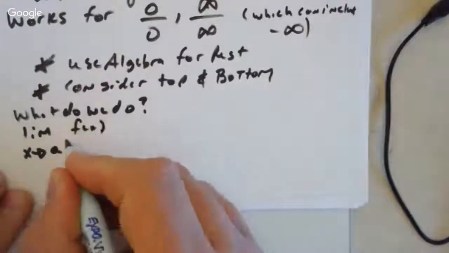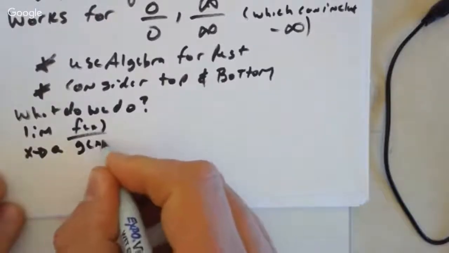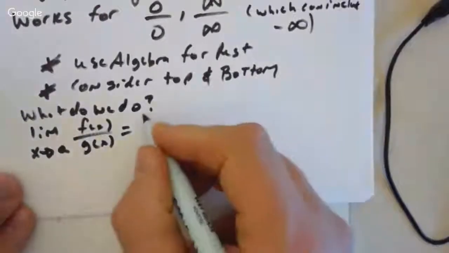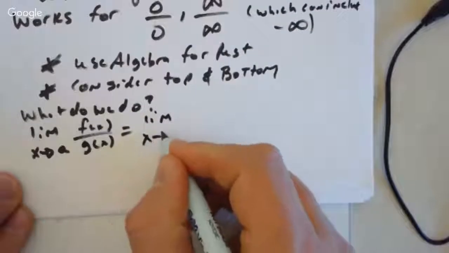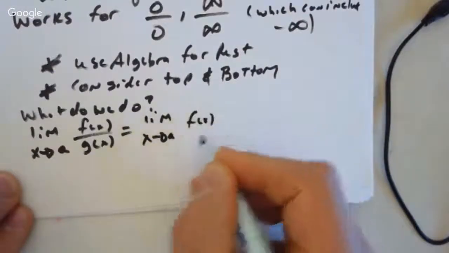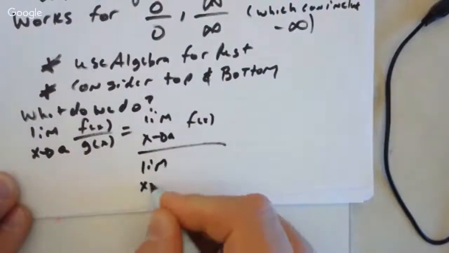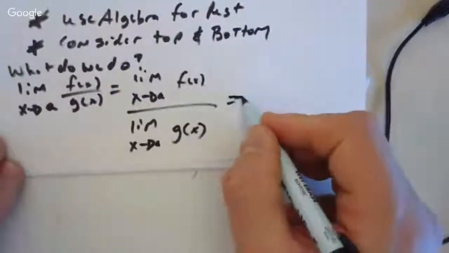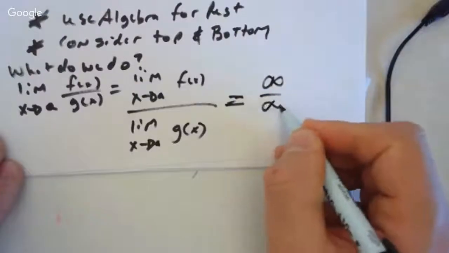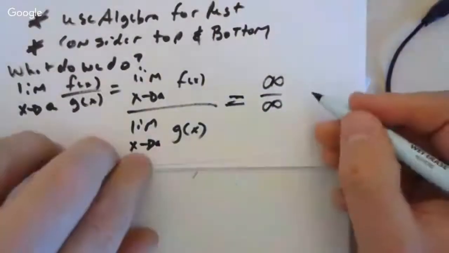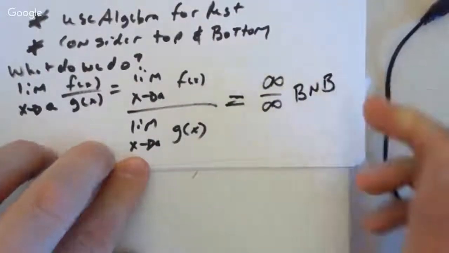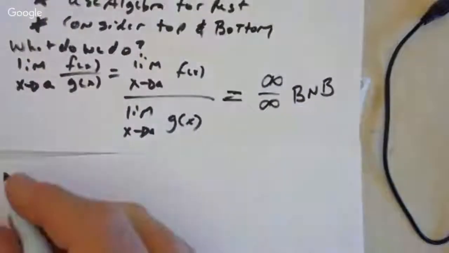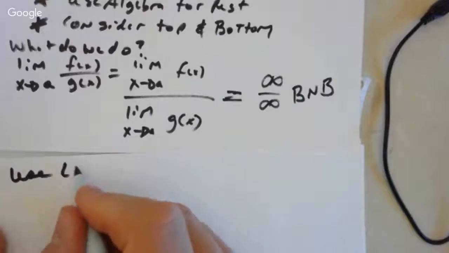We've got f of x over g of x, which we know by the properties of limits we can break up as the limit as x goes to a of f of x over the limit as x goes to a of g of x. If that is in one of those indeterminate forms, like infinity over infinity, that's bad news bears. Why? Because we don't know what that's equal to. What do we do with that then? We use L'Hôpital's rule.